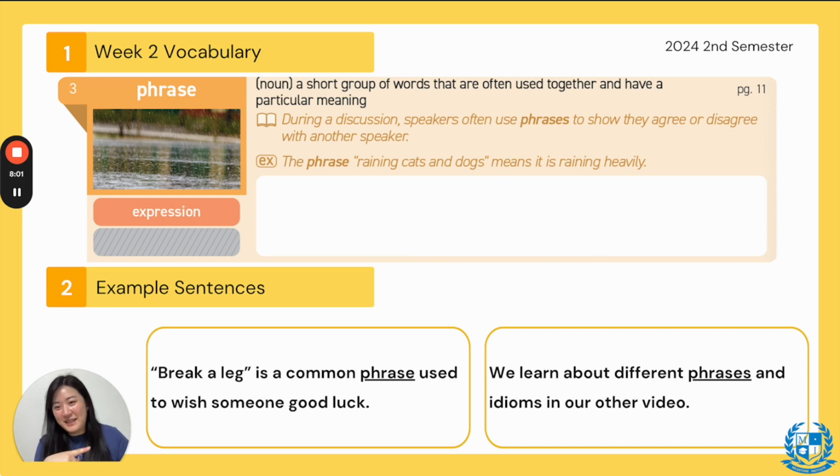Next one, over here, let me teach you another one. Break a leg is a common phrase used to wish someone good luck. So we say, hey, go break a leg. That doesn't mean you should really break your leg. No. It means, hey, good luck. Next, it says, we learn about different phrases and idioms in our other video. Yes, we do. I hope you're watching those also. Good. Everyone say phrase.